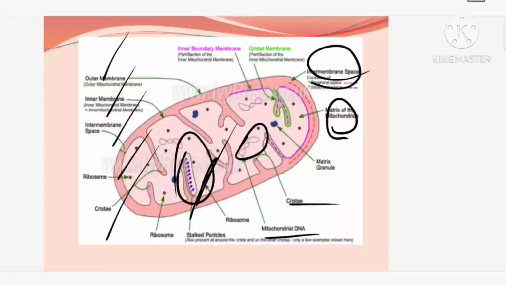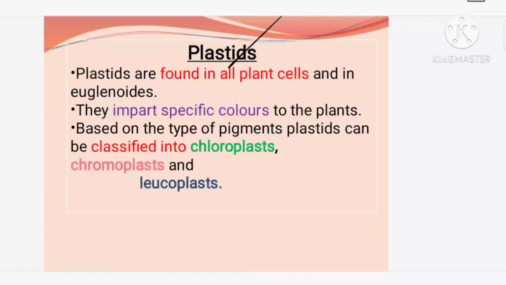So hope mitochondria is clear, the structure as well as the function, and why it is called the powerhouse of the cell. Now moving on to plastids. So plastids, there are two. One is plasmid, extra chromosomal DNA present in prokaryotic cells. We call it plasmid, isn't it? This is plastid, present in eukaryotes. What is plastid? Plastids are found only in plant cells. Okay, and plastids are the cell organelles which impart color to various parts of the plants.